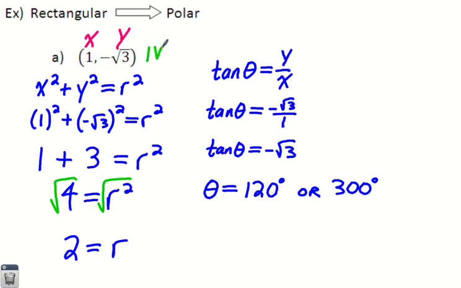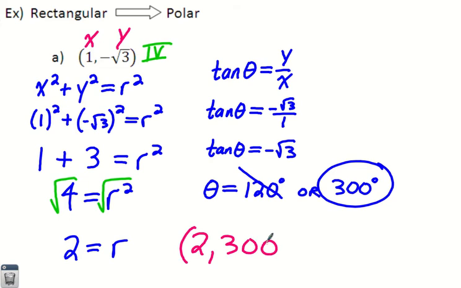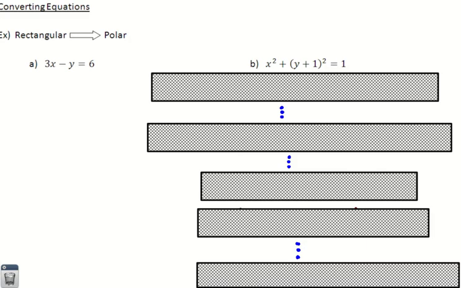Doesn't that put you into quadrant 4? So, realizing that, doesn't that basically mean that we're probably looking at 300 degrees would be the angle that makes sense. So there we go. That means our coordinates for r comma theta are going to be 2 comma 300 degrees. And that's the final answer there.